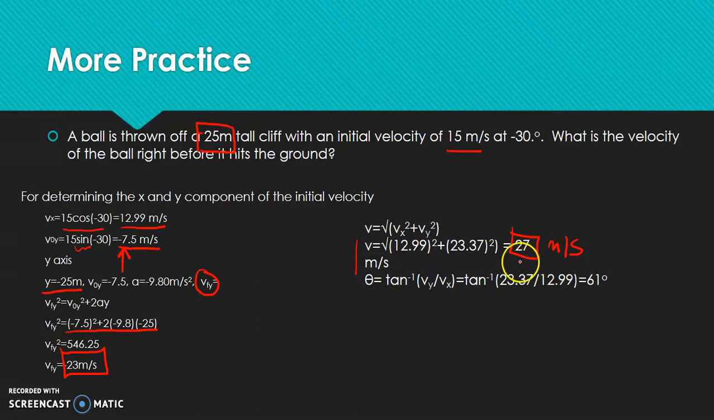Now remember that the magnitude is not the only thing we need. We have to find the direction, so we use that inverse tangent formula with the horizontal and vertical components to solve for that angle. So our final answer should be 25 meters per second at 61 degrees. And that is it for example problems from this module.